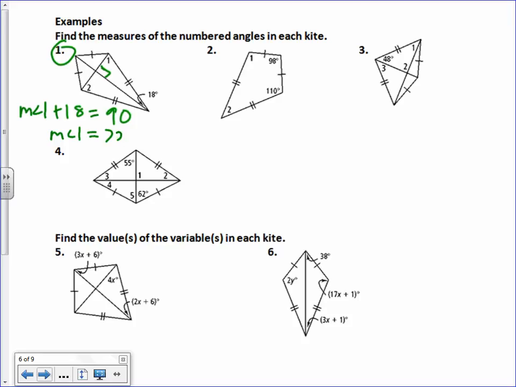72. Now, you can look at this a different way too to figure out the measure of angle 2. Picture this whole triangle right here with its congruent sides, meaning it's an isosceles triangle, so the measure of angle 2 has to also be the same as the measure of angle 1. So the measure of angle 2 is also equal to 72 degrees.